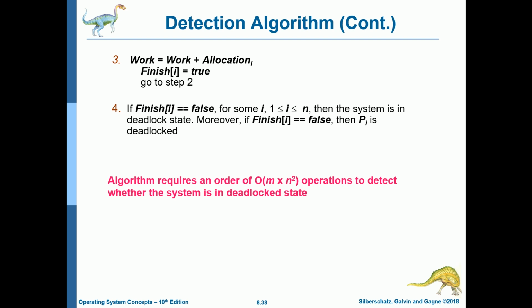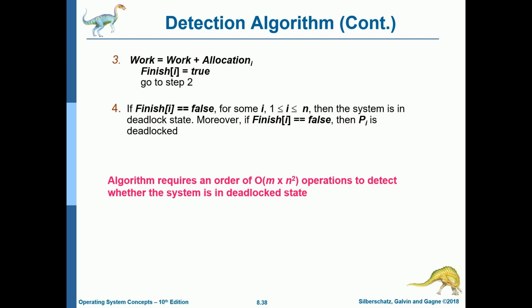Next, we assign work equal to work plus allocation. Assuming that the request of i was less than or equal to the vector work, we then reassign work equal to work plus allocation. Thus, we've deallocated those resources from process i. Similarly, we assign finish[i] equal to true because it has finished.